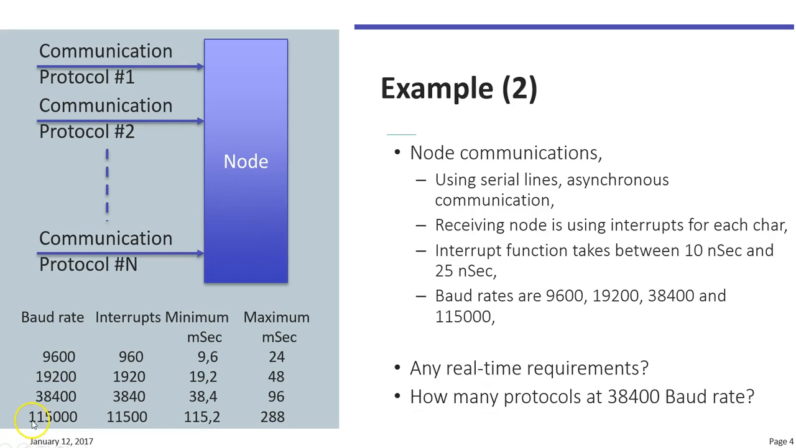If we're running at 115,000, which is normal, which means 11,500 characters per second, you will use a maximum of 288 milliseconds for each line, and that means we can have a maximum of 3 protocols running in parallel on this node.